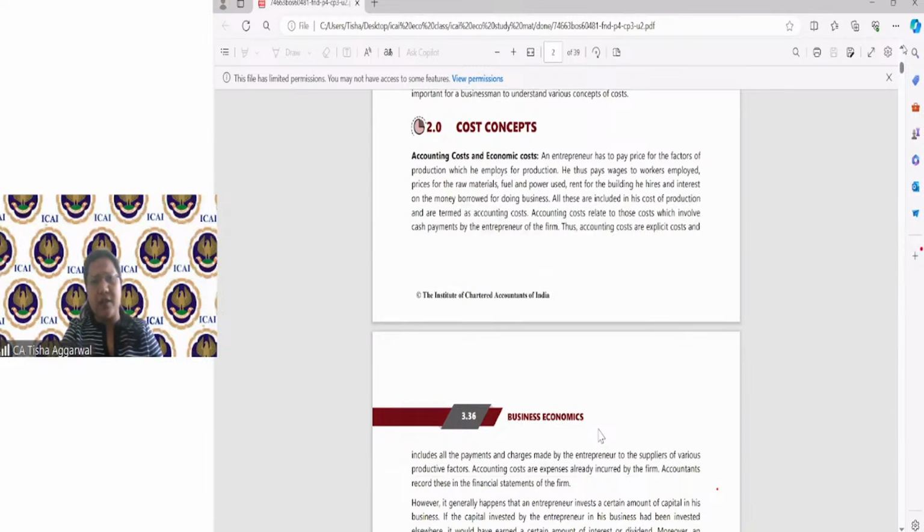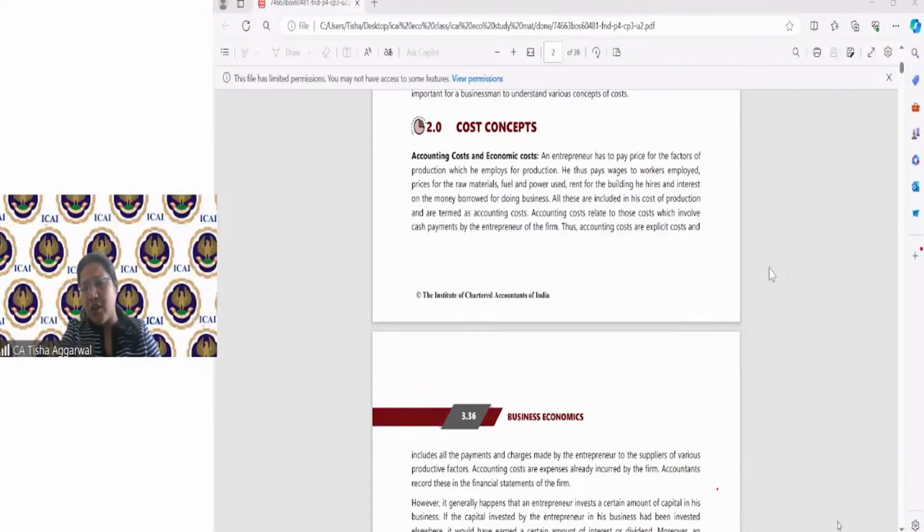What is accounting cost? Accounting cost basically says that if you pay wages to the worker employed, if you pay prices for the raw material, if you pay fuel and power, etc., all these things are part of your cost of production and you have to pay for them as an accounting. So this is the explicit cost that you have to pay to the outsiders. That is the accounting cost.